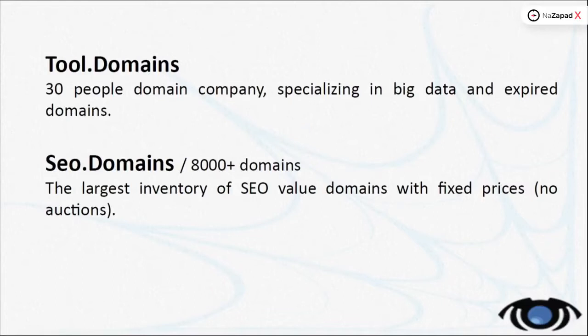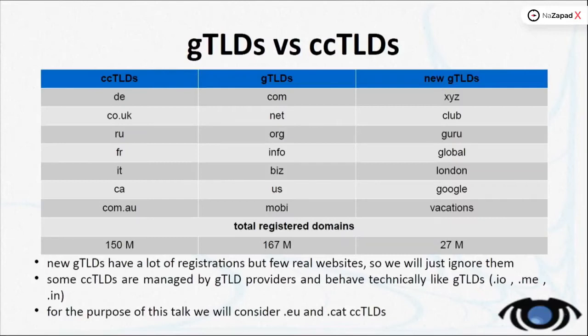bid in an auction. Today we're gonna talk about gTLDs and ccTLDs, so general domains versus country domains, and what are the differences, the pros and cons to using them in a PBN context. So gTLDs, com, network, all the global ones, are 167 million total registered, and ccTLDs are about 150 million, so more or less the same quantity.